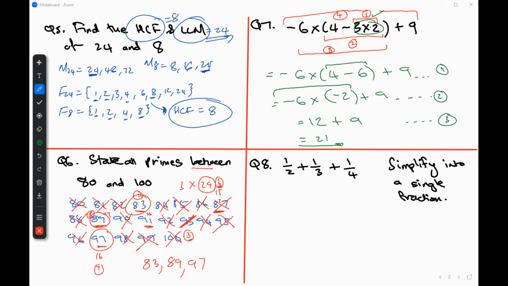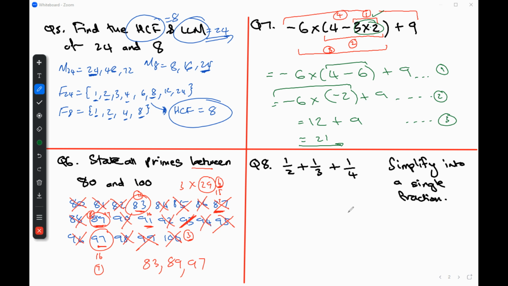So BODMAS, remember, you start with brackets. E stands for exponents, D stands for division, multiplication, which is normally interchangeable, and addition and subtraction as well. Okay, so negative 6 times 4 minus 3 times 2 plus 9 comes to 21.